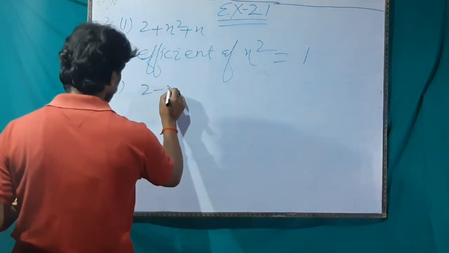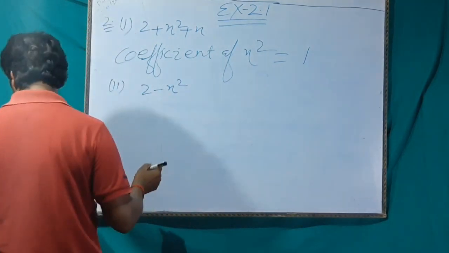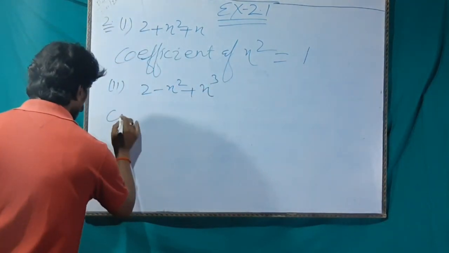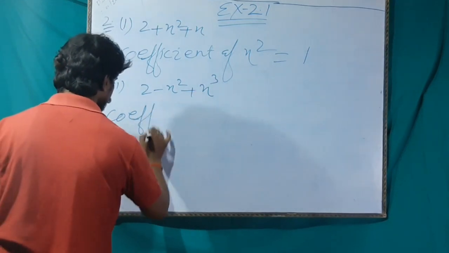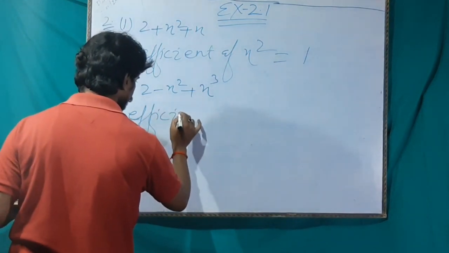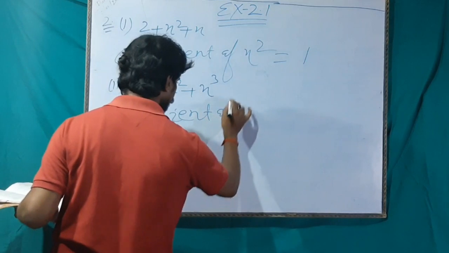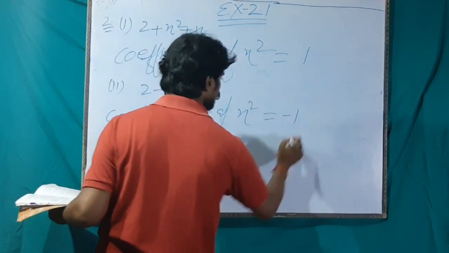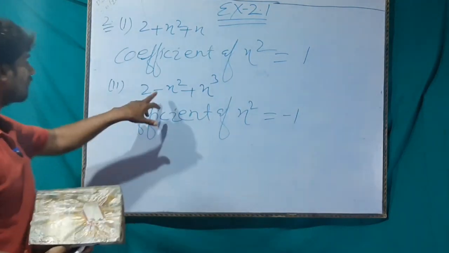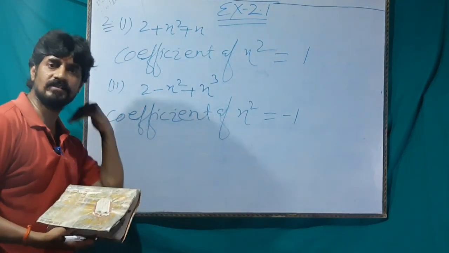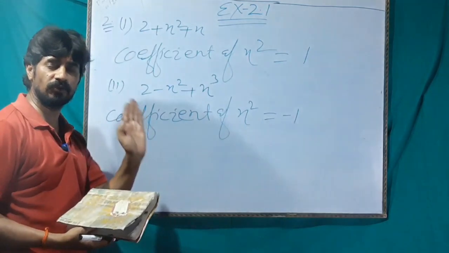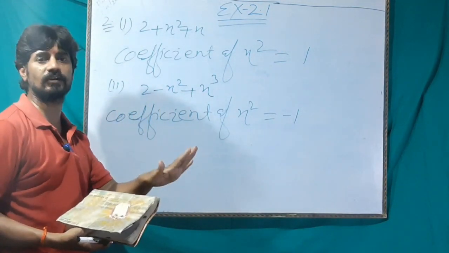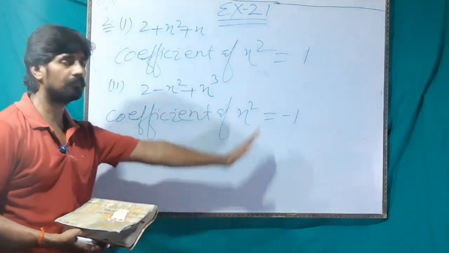2 minus x square plus x cube. So coefficient of x square is equal to -1, because here it is written minus x square. Minus x square means -1 into x square, and we are going to write the coefficient of x square. So our answer will be -1.